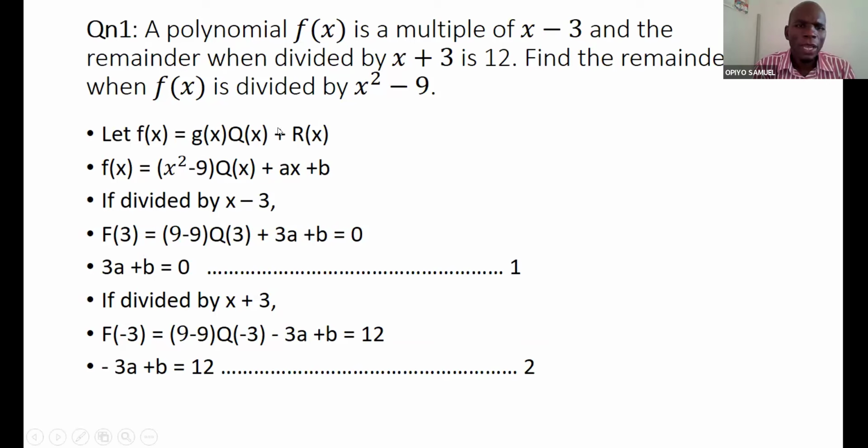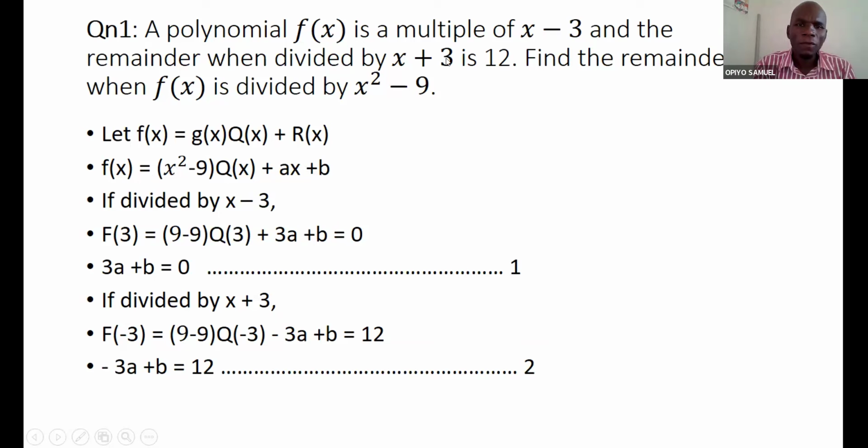Now, we define the remainder in terms of a function of x, and this is a polynomial of degree 1. So always the degree of the remainder polynomial must be lower than that of the divider.